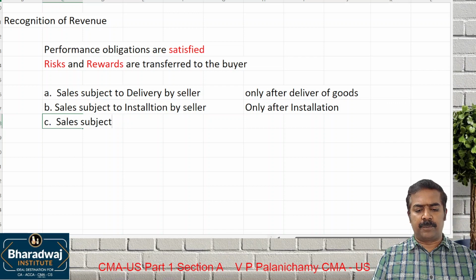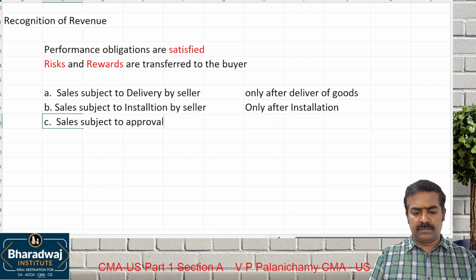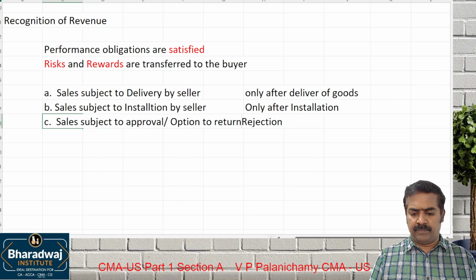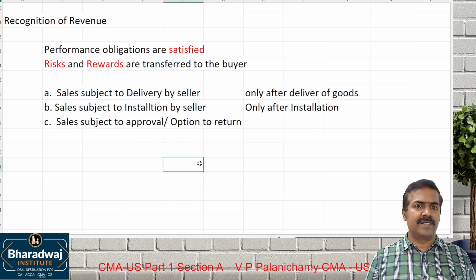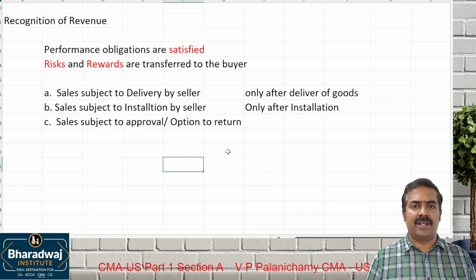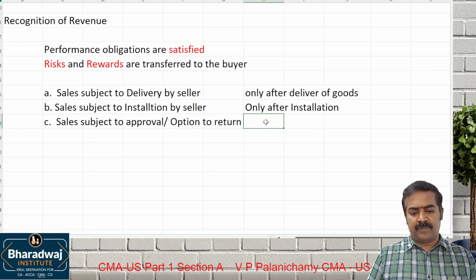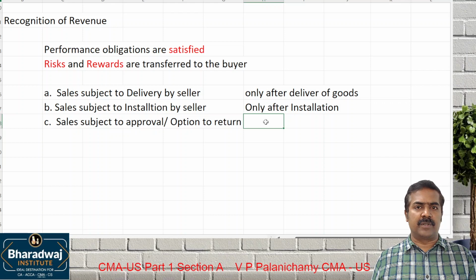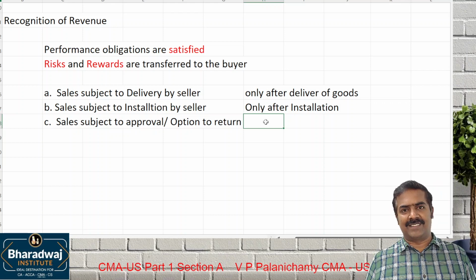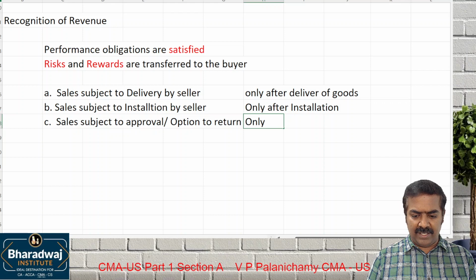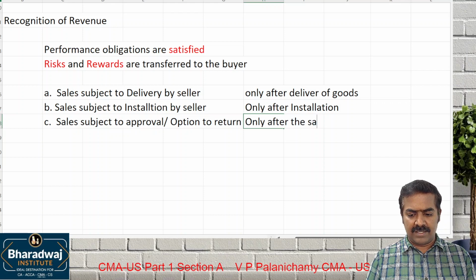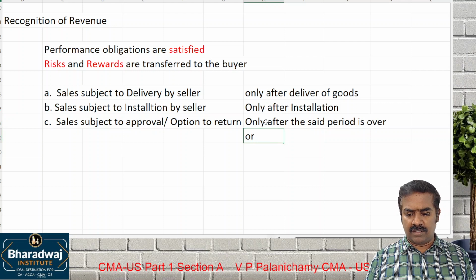Sales subject to approval, or you can say rejection, or you can say option to return. It's applicable to all Amazon and Flipkart sales: 10 days replacement, 10 days return policy. The goods are given to the customer today with invoice. Can you record that sale as income? No. Only after the set period is over or when the customer approves.